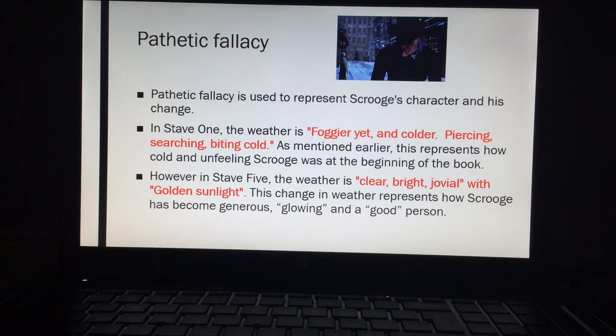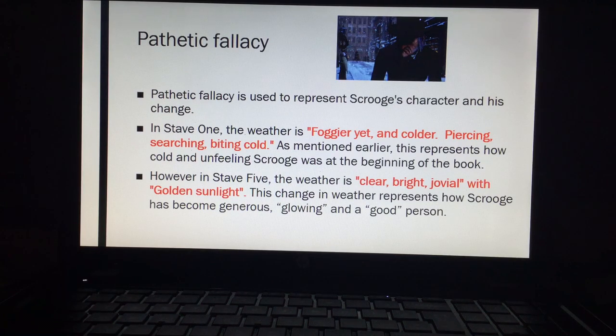Pathetic fallacy then. As I've just mentioned previously, the pathetic fallacy is used to represent his character and also the change. So in stave 1, we are told on numerous occasions about the cold and the dark. For instance, we've got foggier yet and colder, piercing, searching, biting cold. Now, this represents how cold and unfeeling Scrooge is at the beginning. But when we get to the end, the weather is clear, bright, jovial, with golden sunlight. The change in weather represents how Scrooge becomes generous, glowing, and a good person.